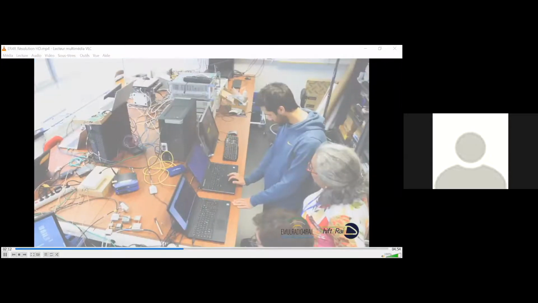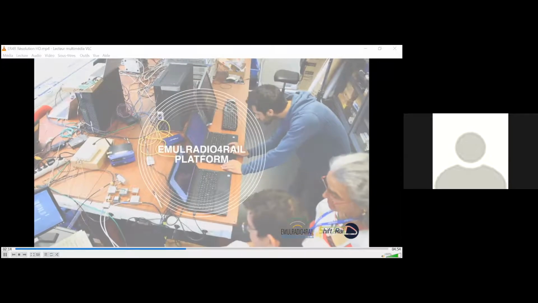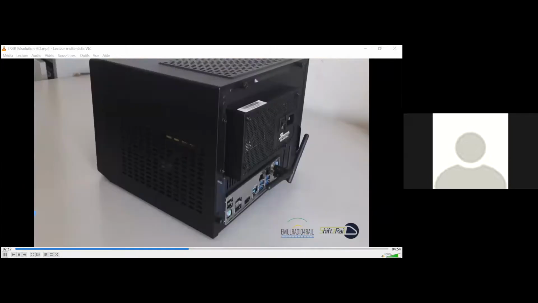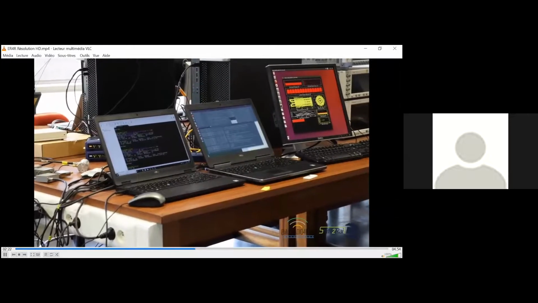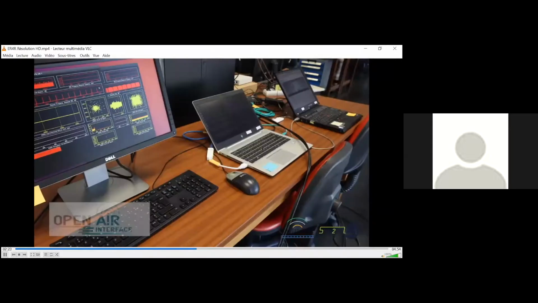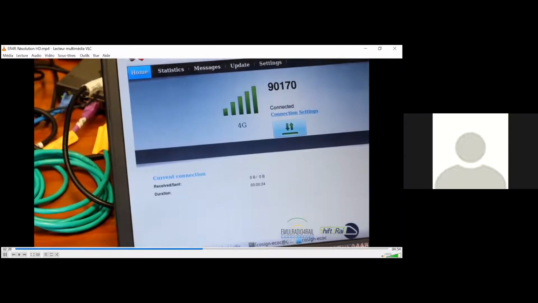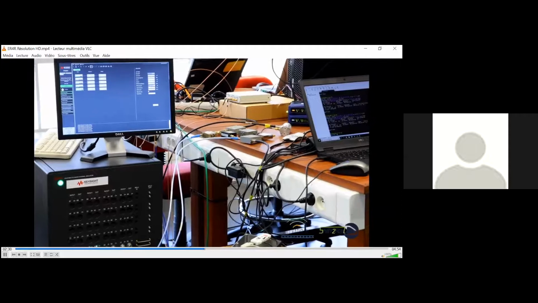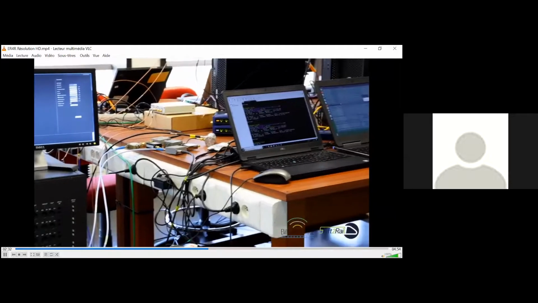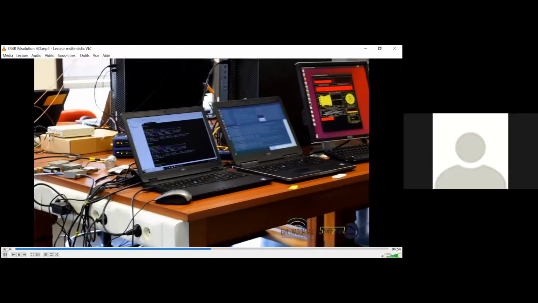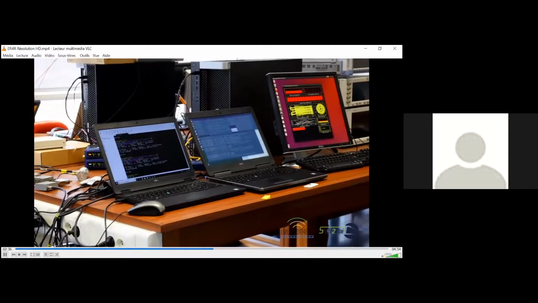The platform includes one satellite system emulated at IP level developed by Radiolabs in Italy, two full LTE systems developed with Open Air Interface software, respectively by DTU in Denmark and Université Gustave Eiffel in France. The two LTE systems are frequency division duplexing. They operate in the same band.